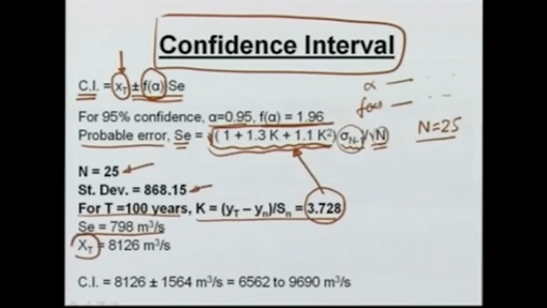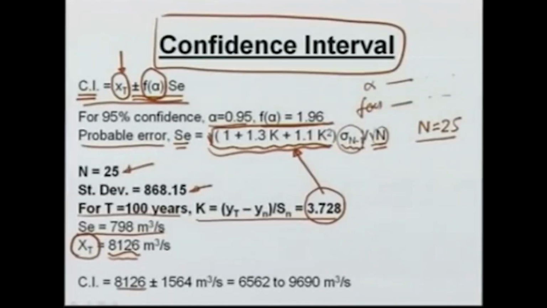XT, which we have estimated for the 100-year flood earlier, was 8126 meter cube per second. So, if we want to find out the 95% confidence interval, we will use this equation with XT of 8126, F alpha of 1.96, SE of 798, and we get 8126 plus minus 1564 meter cube per second. So, this gives us a range for the 100-year flood.